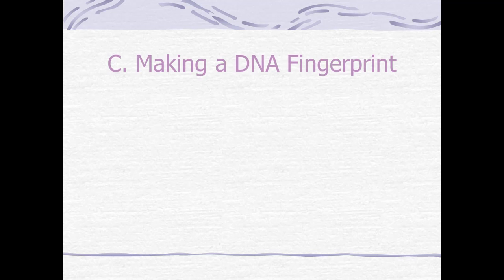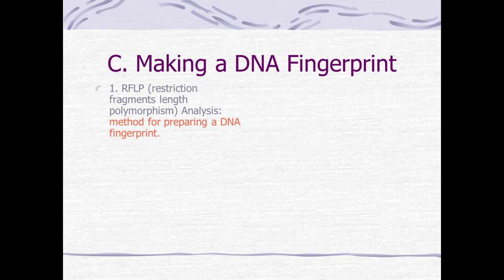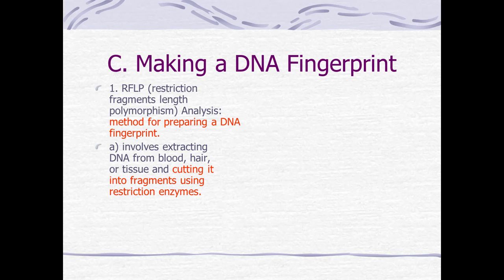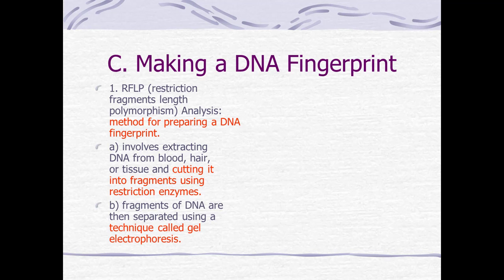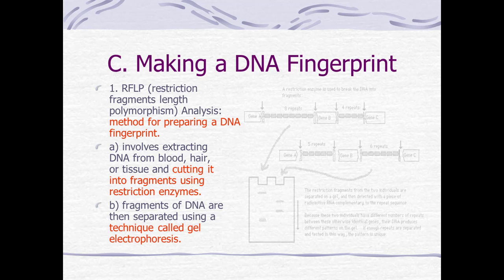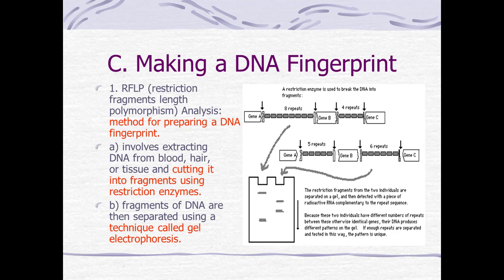Making a DNA fingerprint: RFLP, restriction fragment length polymorphism analysis, is a method for preparing a DNA fingerprint. It involves extracting DNA from blood, hair or tissue, and cutting it into fragments using a restriction enzyme. Fragments of DNA are then separated using a technique called gel electrophoresis. This is the diagrammatic representation of gel electrophoresis, where the DNA fingerprinting is carried out.